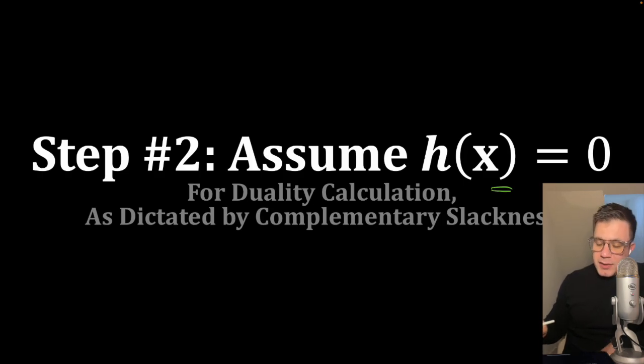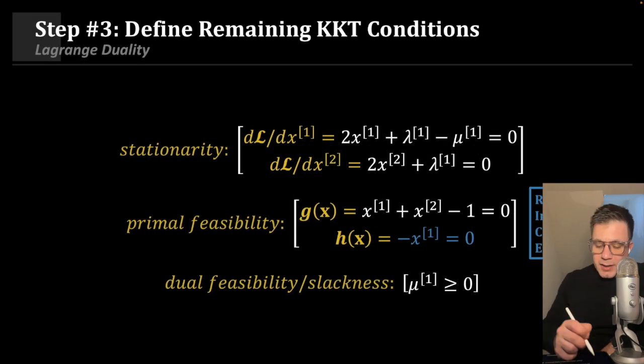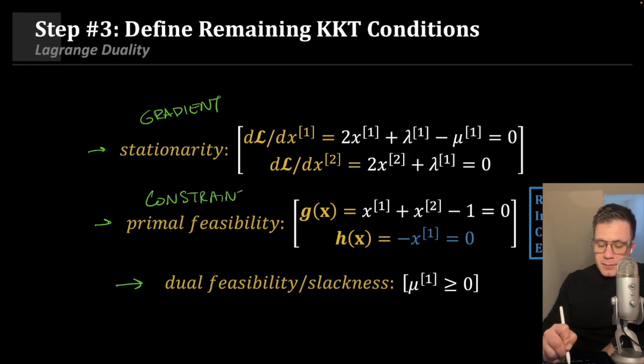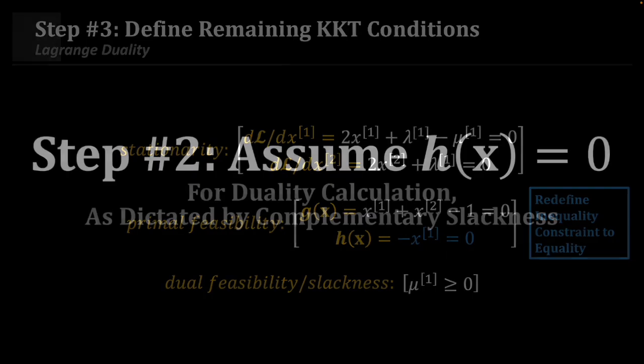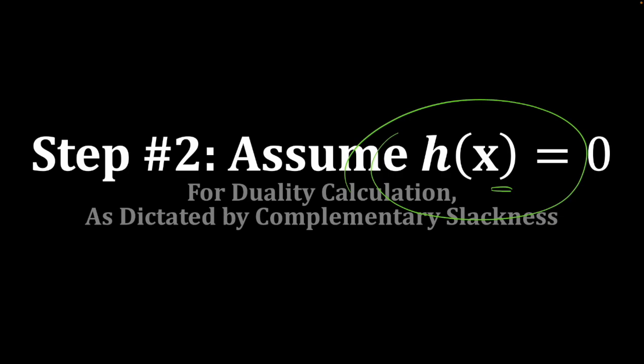We start off by assuming the constraint is binding. And so here we have our KKT conditions listed out. Stationarity, which comes from the gradient. Primal feasibility, which comes from the constraints. And dual feasibility, which comes from our complementary slackness assumption. Now really the only change we make here is we assume that h of x is equal to 0, because that is the assumption we're making.